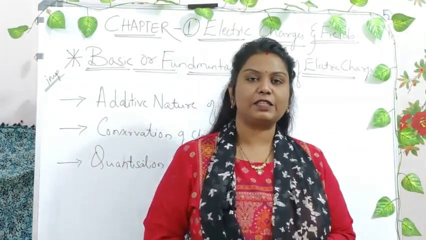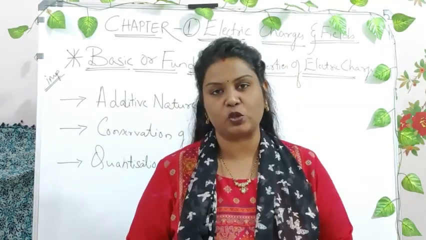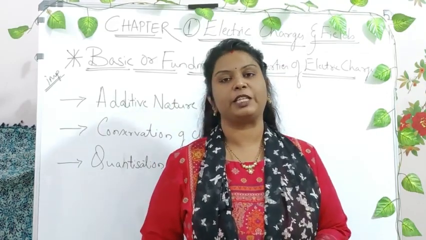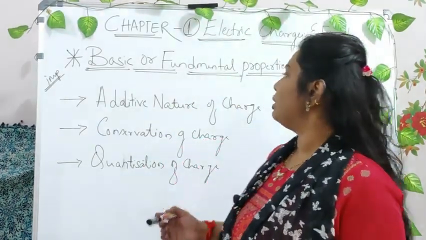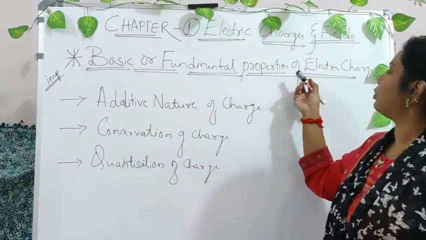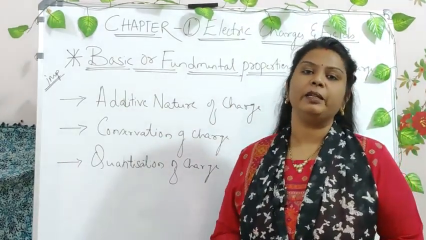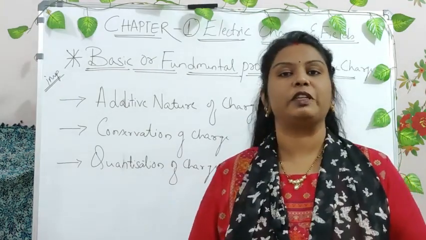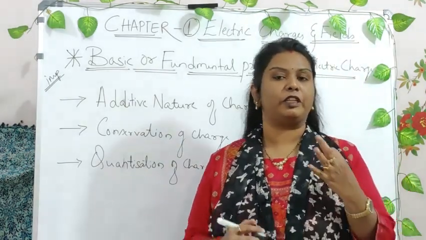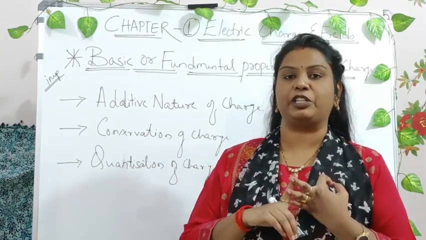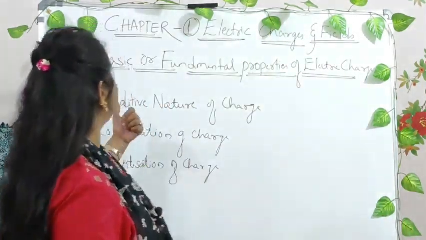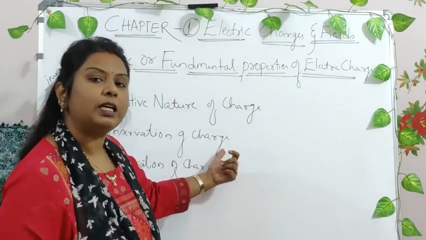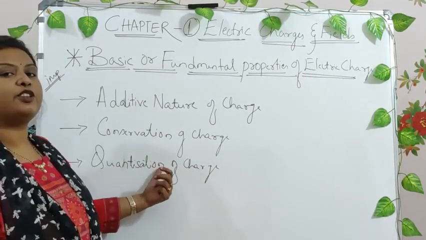In the very last class, we learned about the gold leaf electroscope, and previously we learned about electrification and methods of electrification. Right? In today's class, we'll be learning about the basic or fundamental properties of electric charges. We have three main fundamental properties of electric charges. The very first one is additive nature of the charge. The second one is conservation of the charge, and the third is quantization of the charge.